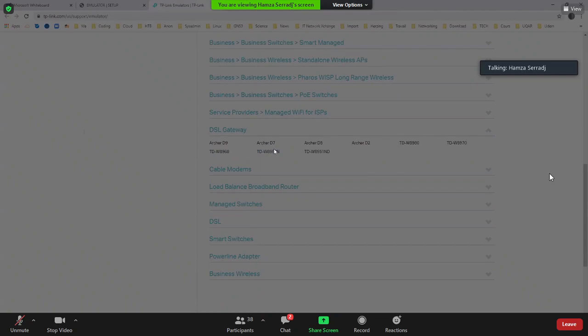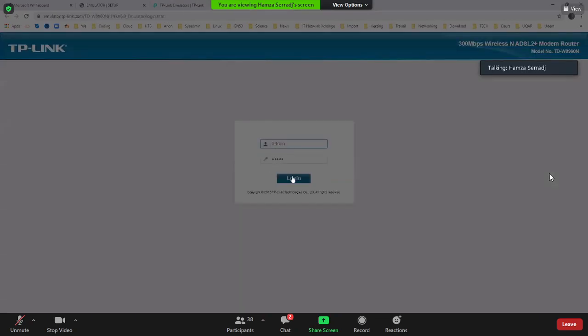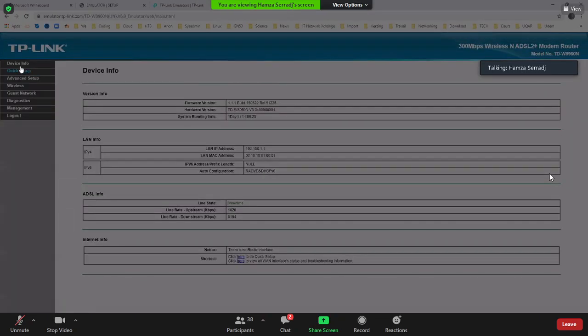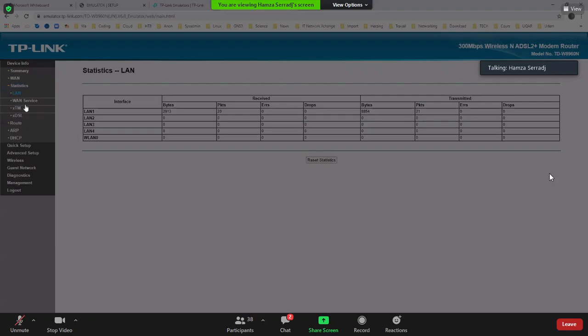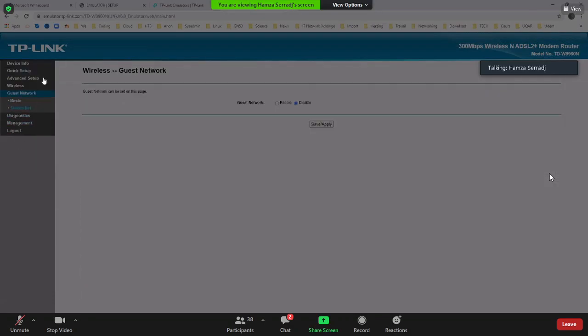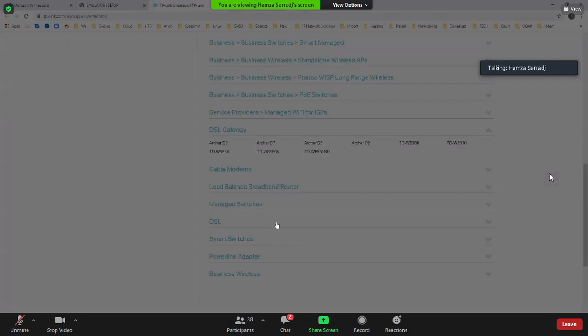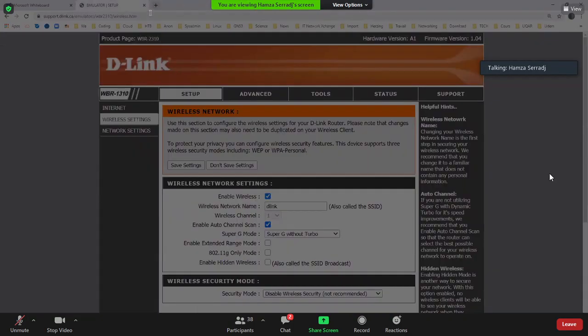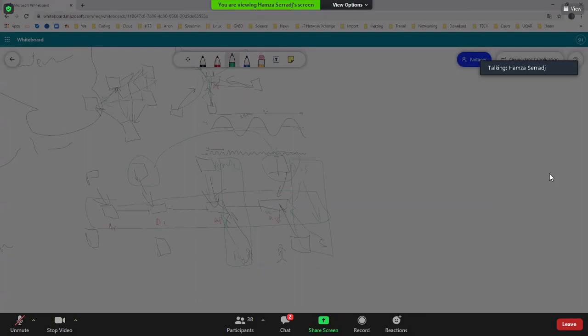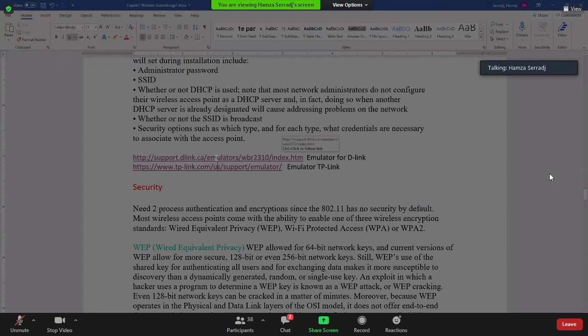DSL gateways. You see, router gateways, DSL, and it gives you a simulation of it. You have all the simulations. It's like the real thing, so you can go and check, have an idea about it. All the TP-Links are in this emulator website. D-Link is on the first link that I gave you here. So you guys, afterwards, can have time and go play with it and see some basic stuff in there.